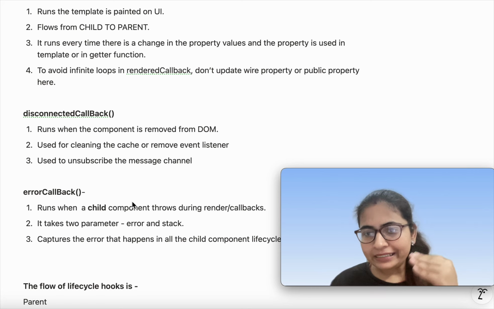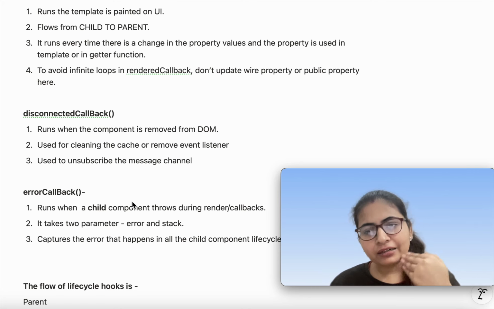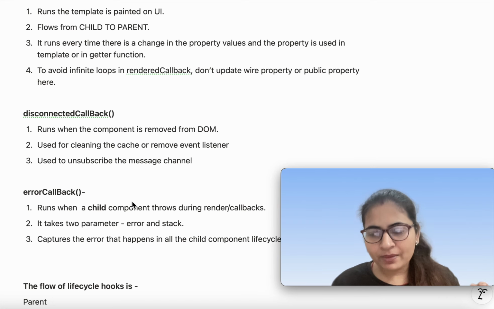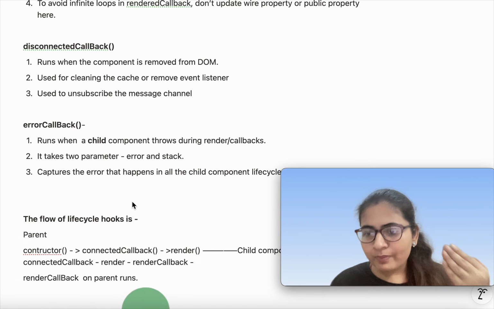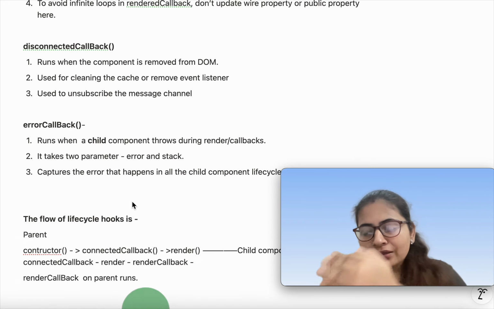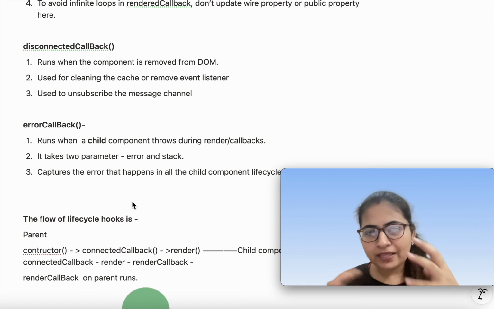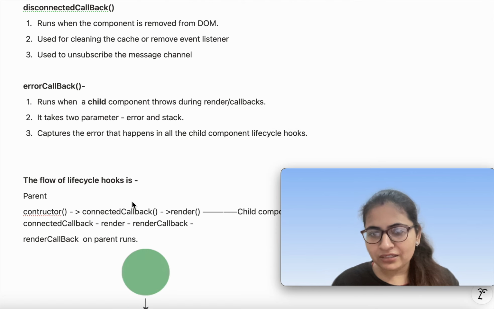It is used for cleaning the cache or removing our event listeners or unsubscribing the message channel. Error callback will run when a child element is throwing some error during these entire callbacks, and it takes two parameters, errors and stack. I hope we are clear with the lifecycle hooks.